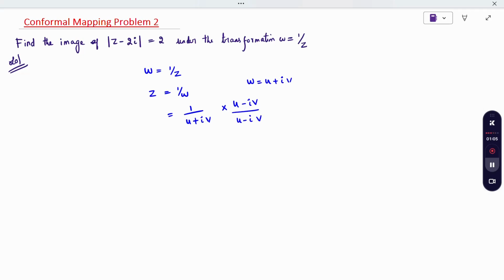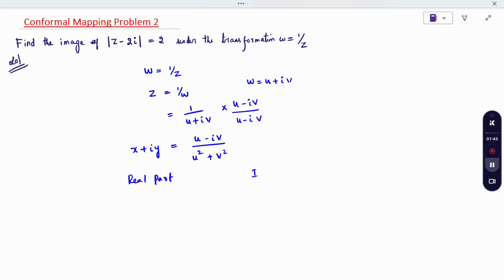So the numerator will be u minus iv. The denominator becomes u squared minus i squared v squared, and i squared is minus 1, so plus v squared. We get u squared plus v squared. We know that z is nothing but x plus iy. Now we have to compare both: write the real part separately and the imaginary part separately.